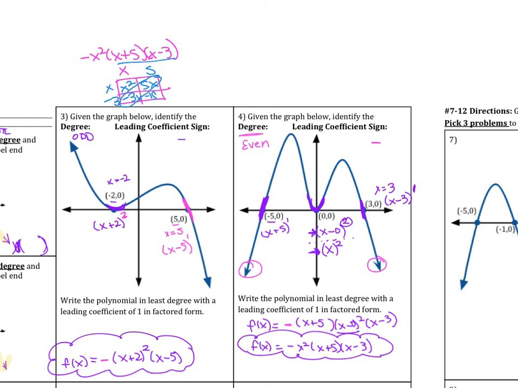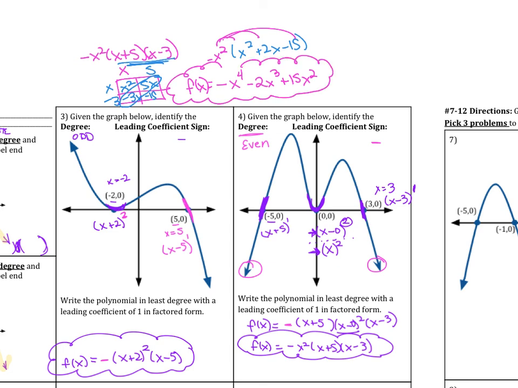Okay, and then I simplify. So I have my x squared that I'm ignoring for now. And then what I'm multiplying here becomes x squared plus 2x minus 15. And in this case, last I just distribute. So this is negative x to the fourth minus 2x cubed plus 15x squared. And so what this does, when we multiply it, we write the function in standard form.